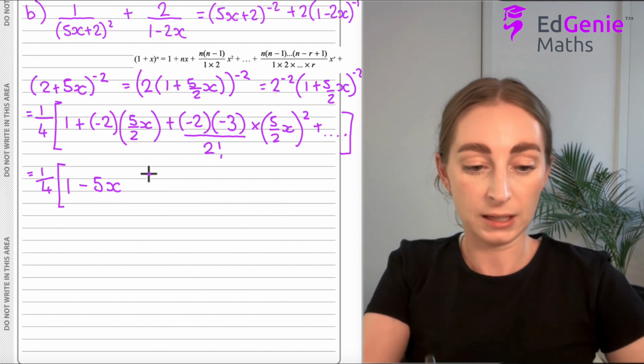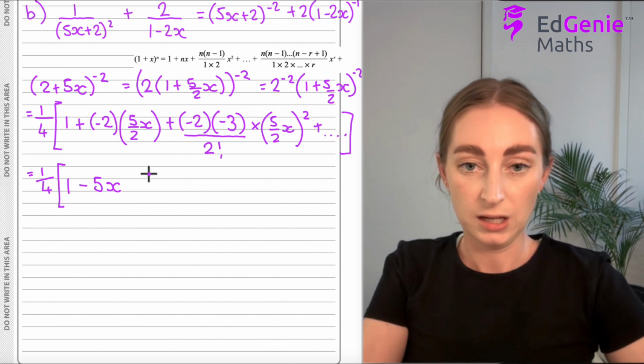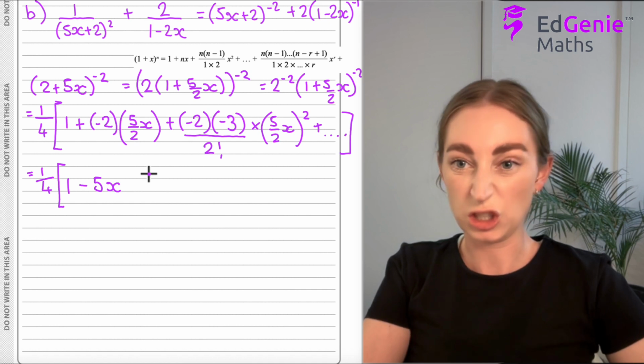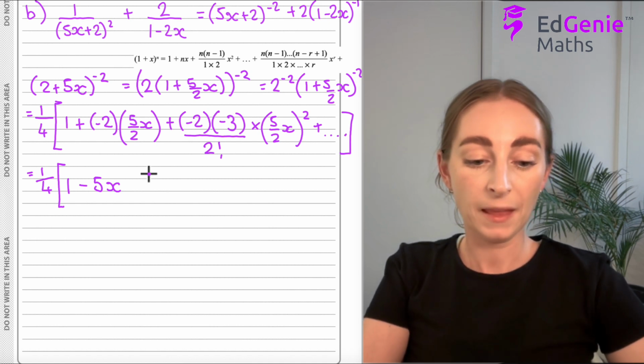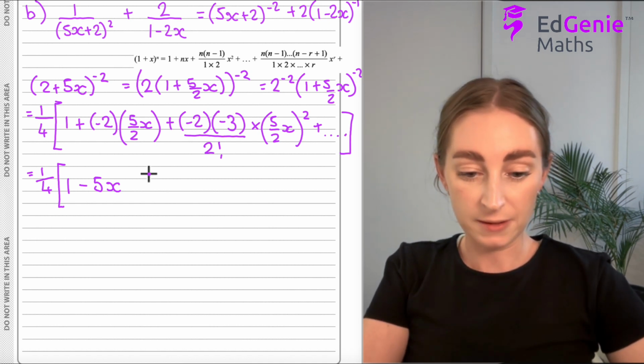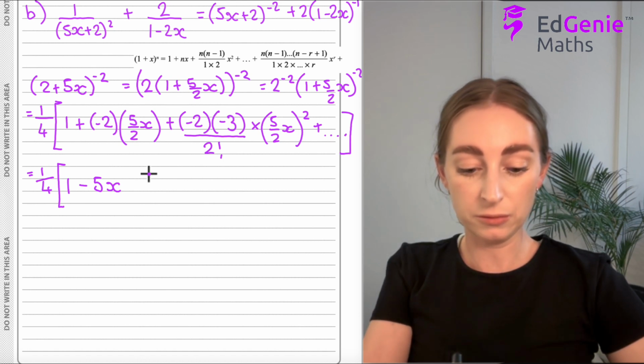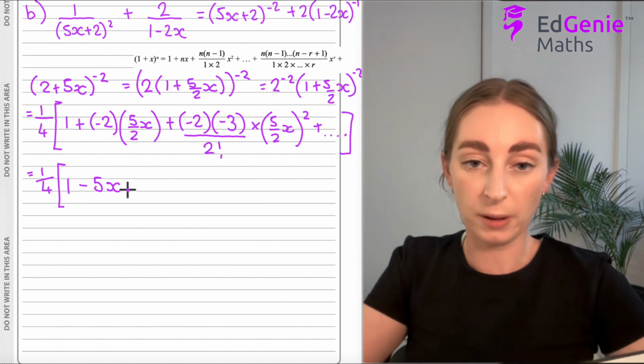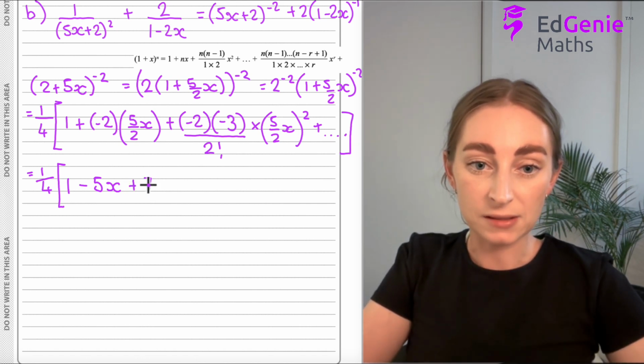This one I'm going to put in my calculator. So we've got -2 times -3 all over 2 factorial, which is just 2 because it's 1 times 2, multiplied by 5/2 all squared. So I do the whole thing in one. I don't do little parts. And that gives us positive 75/4.